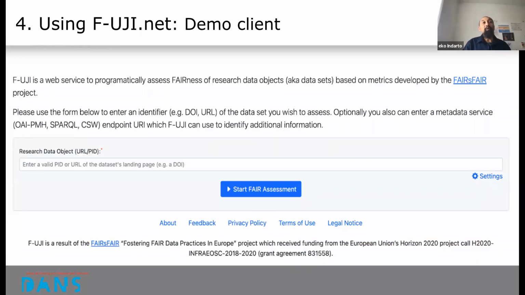Now we know some more about the F-UJI internals. During the breakout session, I will talk in more detail about topic number 4, that is using F-UJI.net, and discuss what it takes for a user to do FAIR assessments with F-UJI.net. Disclaimer, however, please bear in mind that the service is not in production yet, so there are no guarantees regarding availability.